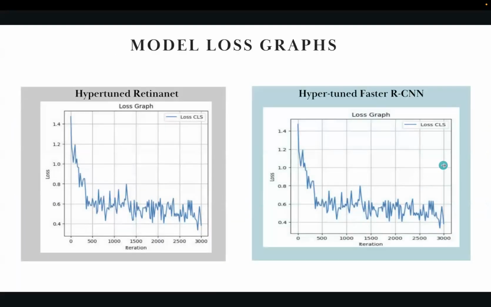So this slide shows model loss graphs of hypertuned RetinaNet and Faster R-CNN. As you can see, the x-axis represents each iteration and the y-axis represents the loss. With each iteration, we can see loss is decreasing, which means the model is learning with each iteration.